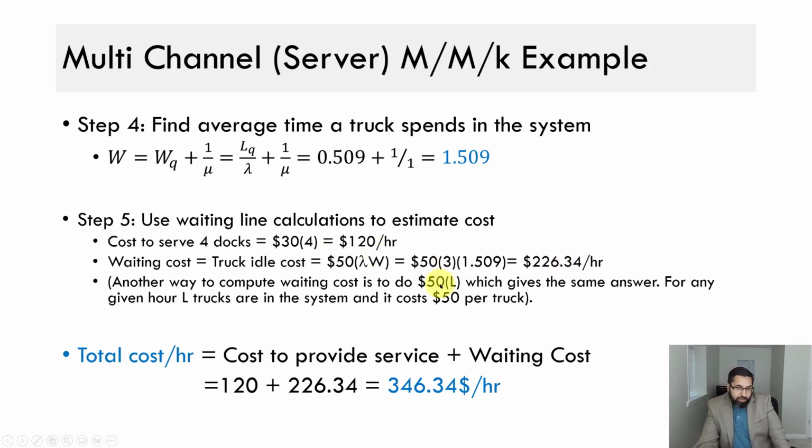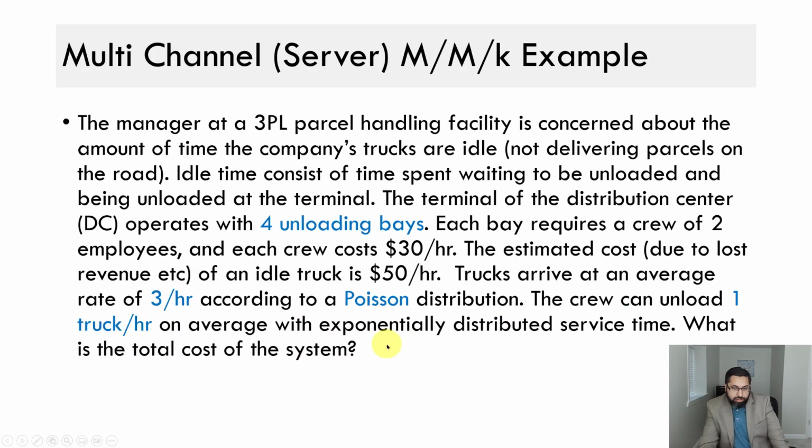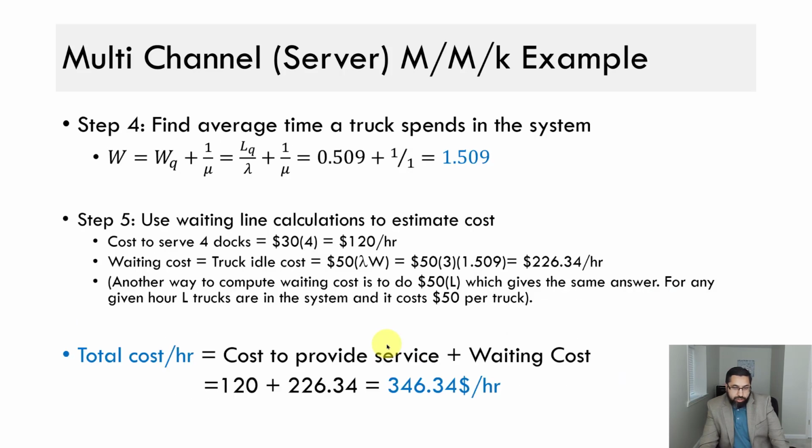If you don't like lambda W, just do it with L. It gives you the same answer. You can just compute L and then multiply 50 by L. L is the number of trucks in the system. 50 is the hourly cost of the trucks. And so then we can find the total cost per hour: the cost to provide the service plus the waiting cost. That's $346.34 per hour.